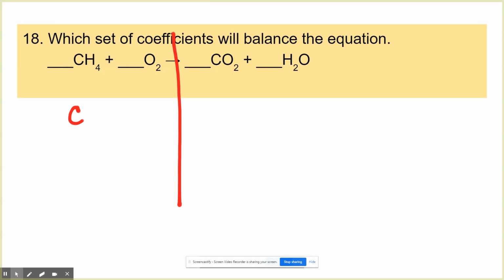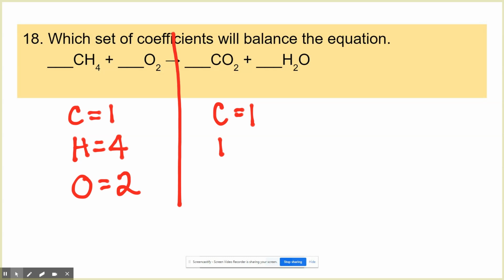So let's start with C. How many C's do I have? 1. H here, how many H's do I have? 4. And then O, I have 2. On the other side, how many C's do I have? 1. How many H's do I have? 2. And how many O's do I have?